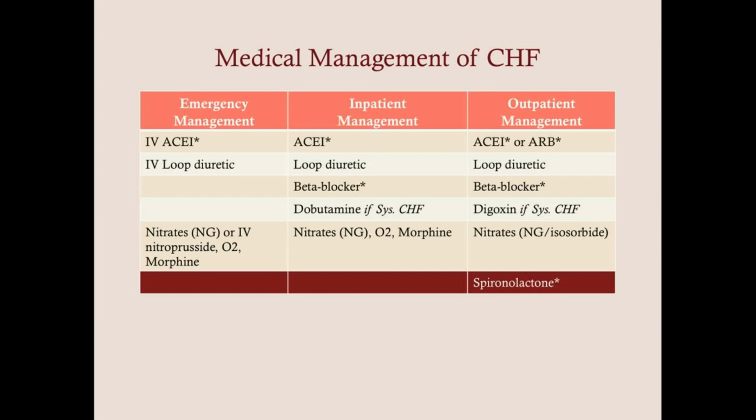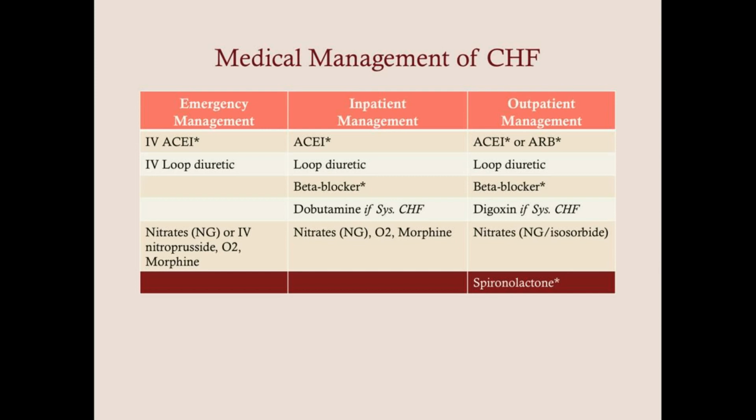Inpatient management, so once we get the patient into the hospital, we're going to transition them from IV ACE inhibitors onto oral ACE inhibitors, from IV loop diuretics to oral loop diuretics. We're going to also start a beta blocker. That's going to be really important in decreasing mortality. We're going to continue their nitrates, oxygen, and morphine. And if their chest x-ray indicates a congestive heart failure that's systolic in nature, then we're going to have them on dobutamine, which is our positive inotrope.